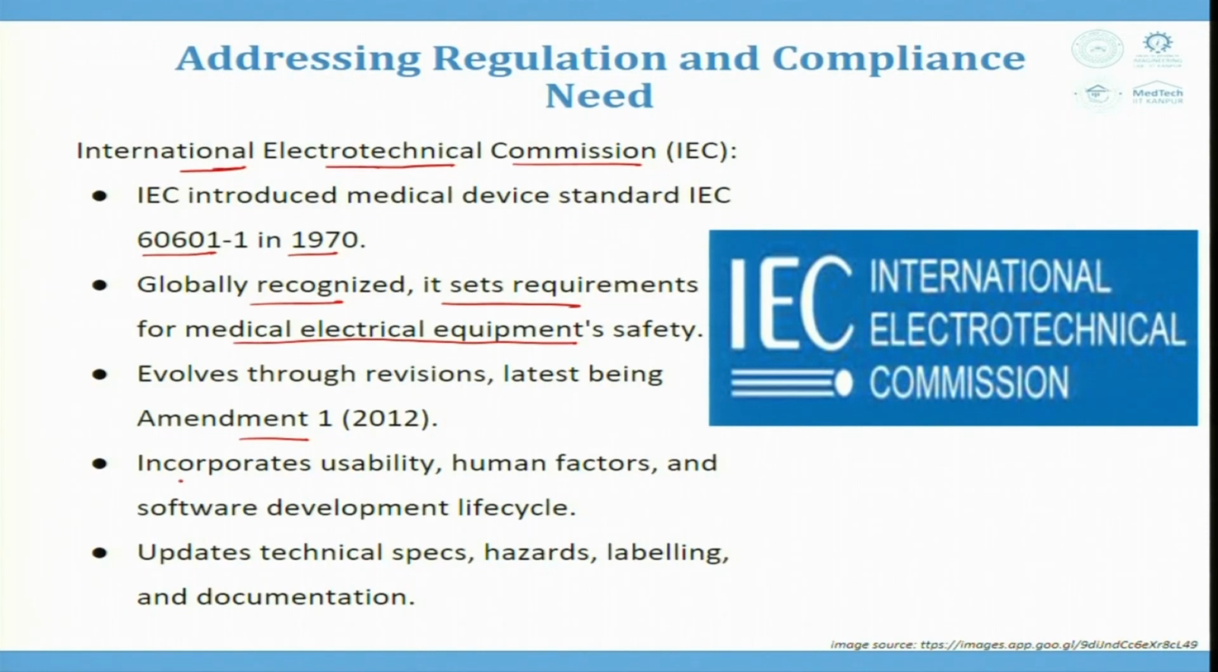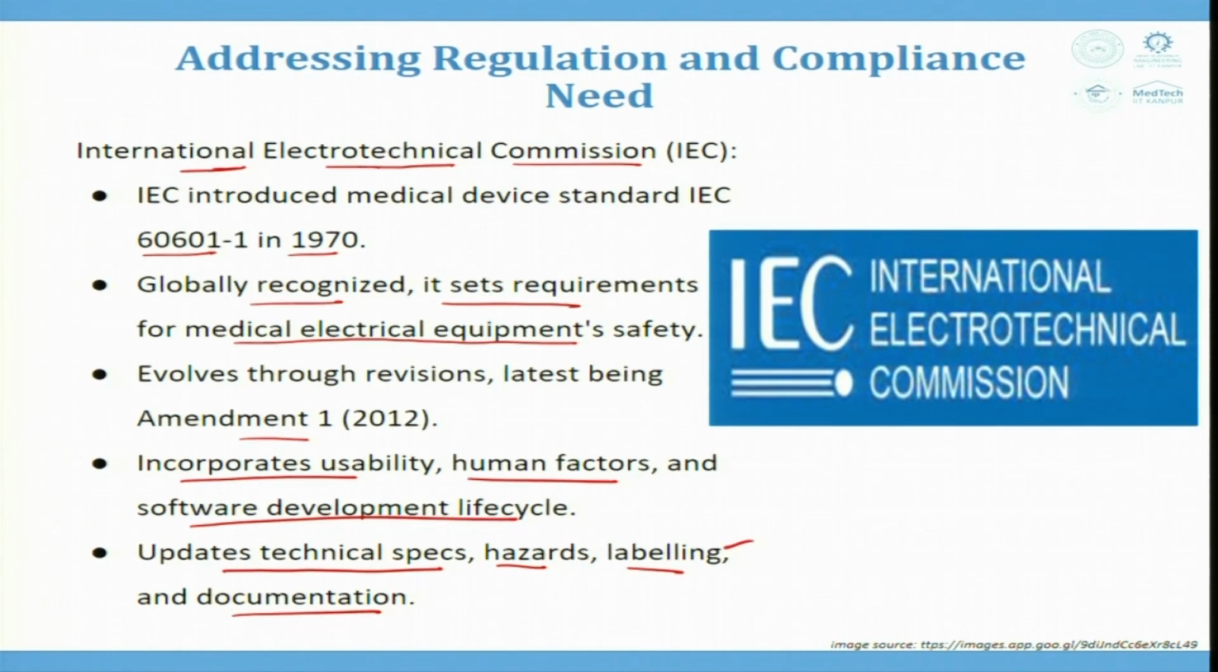And for medical devices, if you are using something that is using electrical energy and it is also being used on a body, that also should not emit any of the electrical signals or noises, that is the electromagnetic compliances or electromagnetic interferences with the body should be such a way that it should not harm the body. So, there are certain compliances for this as well. It incorporates usability, human factors, software development life cycle. It updates technical specifications, hazards, labeling and documentation. Labeling means whatever the range of the electrical signal it would emit, that also is labeled here.